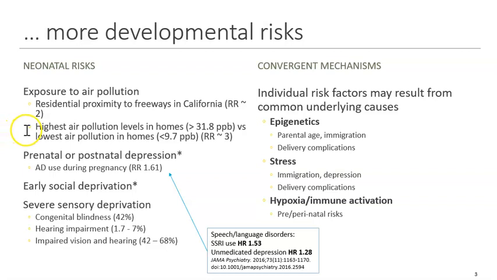And comparing the highest air pollution levels in homes versus the lowest air pollution levels in homes, you had about a 3 times larger risk ratio for the patients living in a high air pollution home than below. So there does seem to be something happening in the air pollution. So again, that would be an environmental risk or cause.